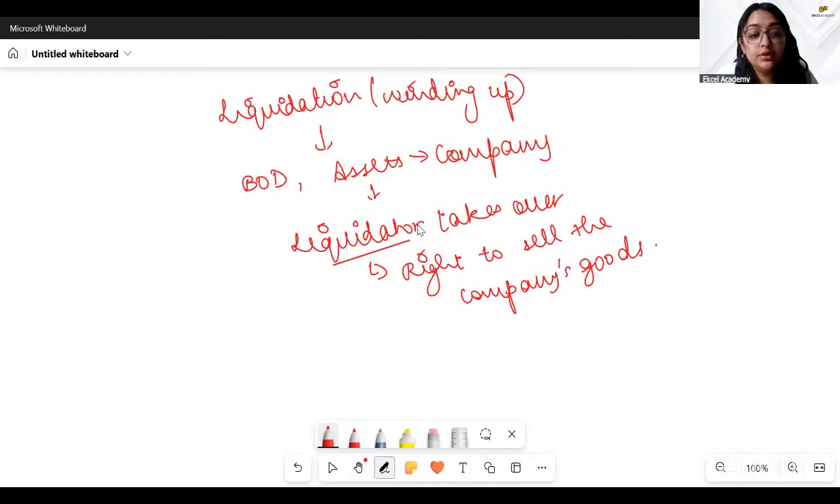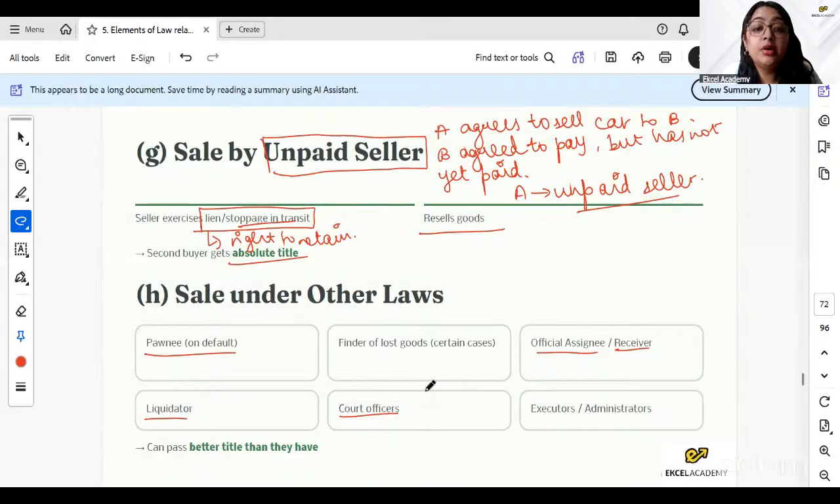So this is how your liquidator has a right to sell the goods even though he or she is not the owner. The next example is that of your court officers. In certain cases, when a person becomes insolvent or is arrested, a court officer is appointed to do the dealings on their behalf. Let's say someone's bank account is frozen. The court officer will have the right to sell off the person's personal belongings, unfreeze the bank account, and utilize that proceeds to pay off their liabilities.